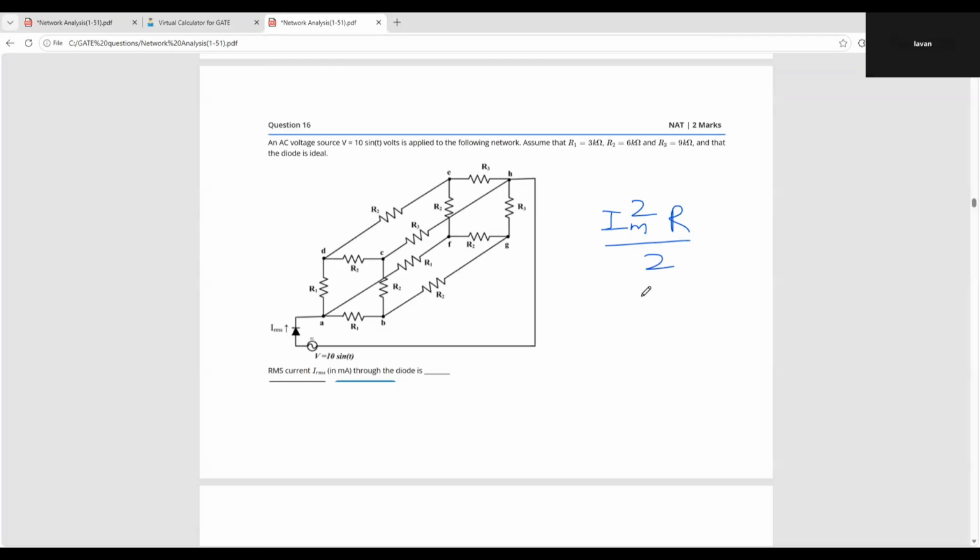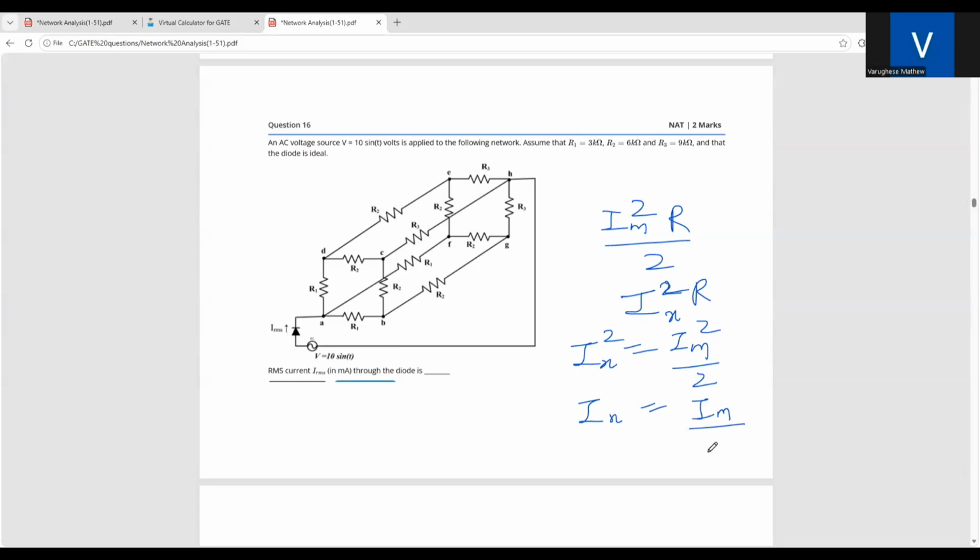Now, instead of writing Im squared r by 2, what we will say is it is some Ix squared r. I know it's I squared r, so I put it as Ix squared r. So what is Ix squared r? Ix squared r is the same as Im squared r by 2. So Ix squared is equal to Im squared by 2, or Ix is Im by root 2.